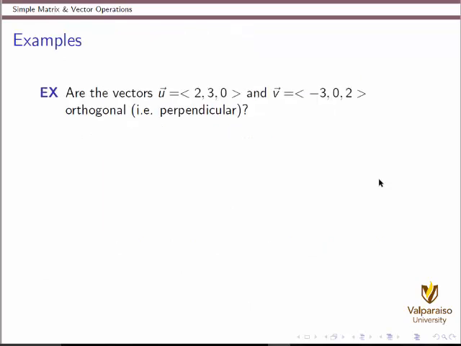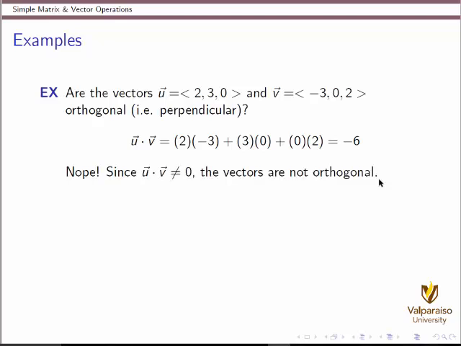Here's an example. Let's test if the two vectors on the screen are perpendicular. Let's take their dot product. Oh, we got -6. Make sure you see how that dot product worked out. Since their dot product is non-zero, these vectors are not perpendicular.